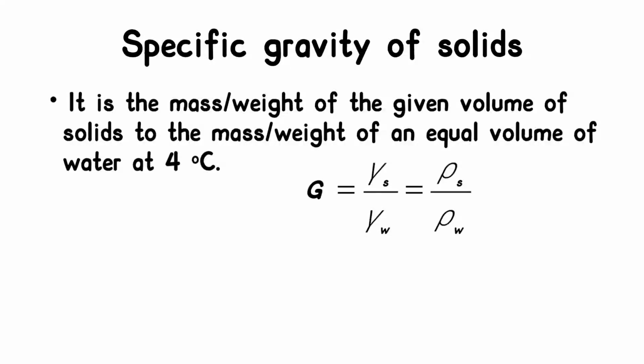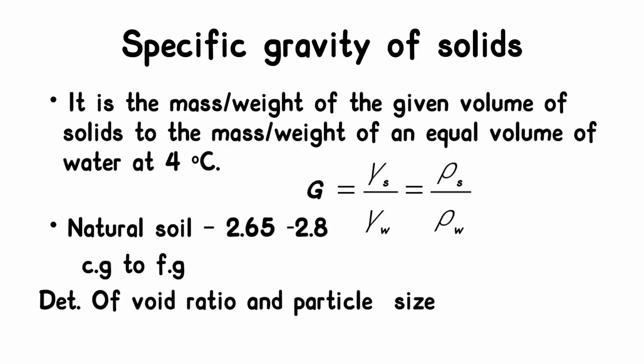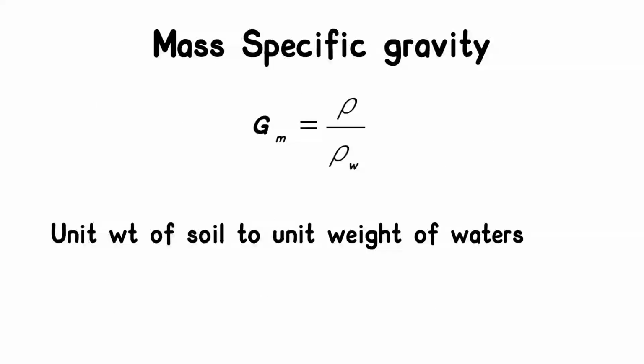Now because of that, you can define specific gravity in terms of mass also. That is, specific gravity is the mass of the given volume of solids to the mass of an equal volume of water at 4 degrees Celsius. Now the specific gravity of natural soil will be between 2.65 to 2.8, and generally the coarse aggregate soil will have the lower values, while the fine aggregate will have the higher values. Now the specific gravity is used to determine the void ratio as well as particle size in calculation purposes.